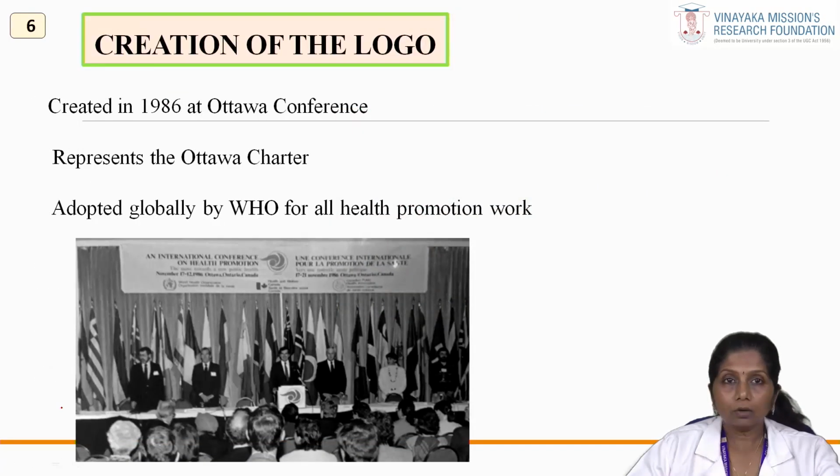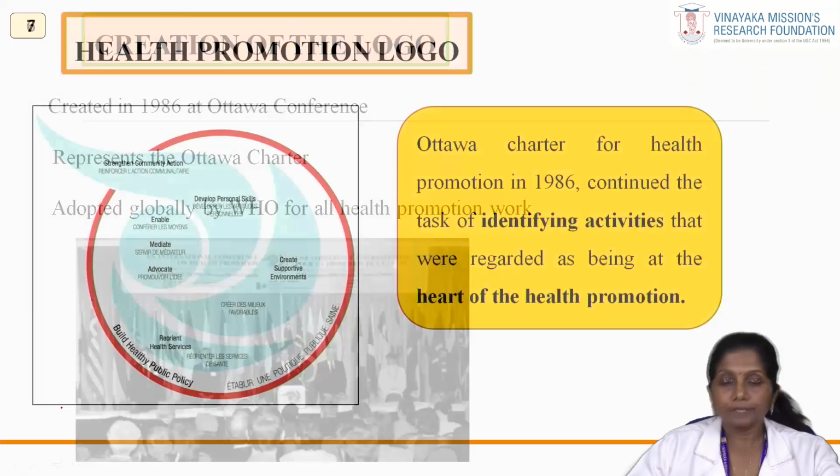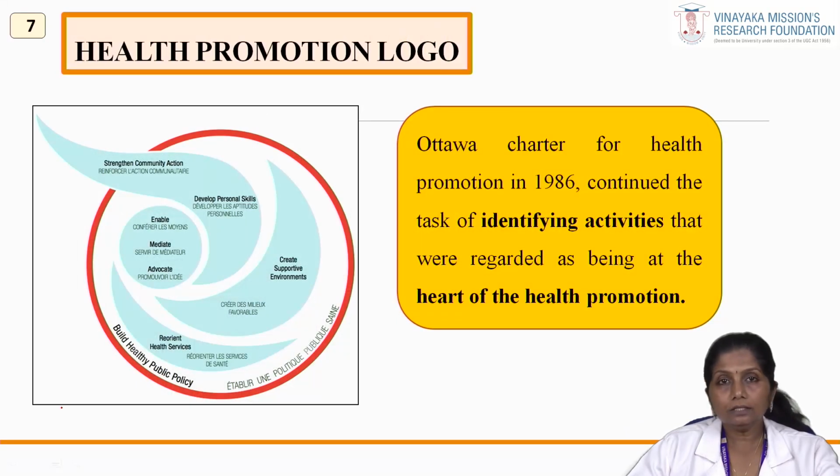Now we will see how the logo was created for health promotion. During the first Ottawa conference, a visual identity was created for health promotion. It represents not only the ideas from the Charter, but also acts as a globally recognized symbol for health promotion activities. WHO adopted this logo to unify the health efforts around the world. Here is the logo itself. You can see a circular design with the 3 wings and key action areas labeled. We will break this down and understand what each element represents.